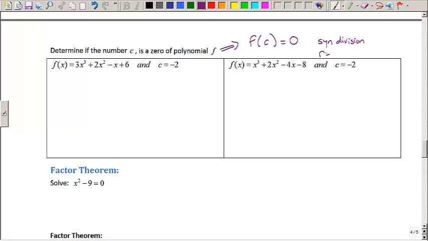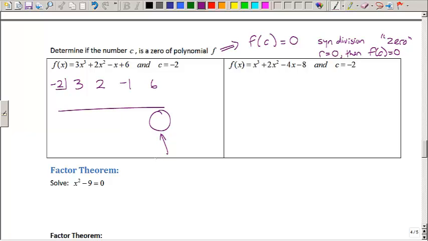And if I get a remainder of 0, then the remainder theorem tells me that f of c is equal to 0, and then I know that c is a zero. So when I'm asked to determine if the number is a zero, I'm going to plug in -2 as the c of my synthetic division, and I am just hoping at the end of the day I'm getting a big fat 0 here. That's what I'm hoping for.